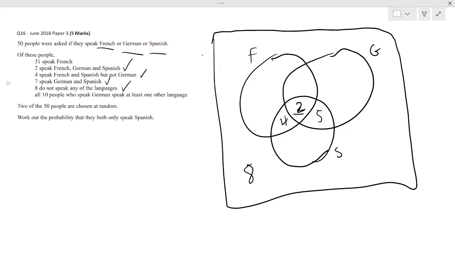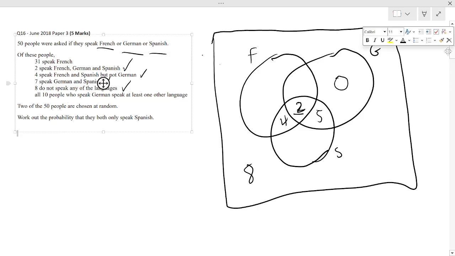Okay, what about this? All 10 people who speak German speak at least one other language. So, firstly, what that's telling you is everyone who speaks German speaks something else as well. So that means no people speak only German, which is what this represents here. So we can put 0 here. There's no people who speak German only, because they all speak a different language.